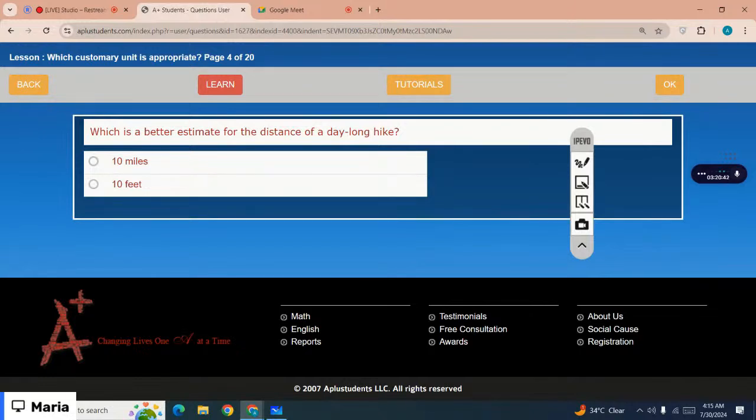Which is the better estimate for the distance of a long day hike? Which is the correct option?